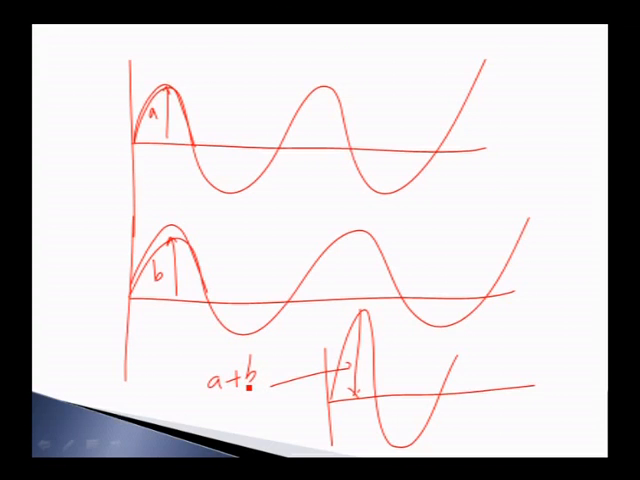So, whenever these types of waves cross with each other, it results in an interference, and this type of interference is what is called constructive interference.